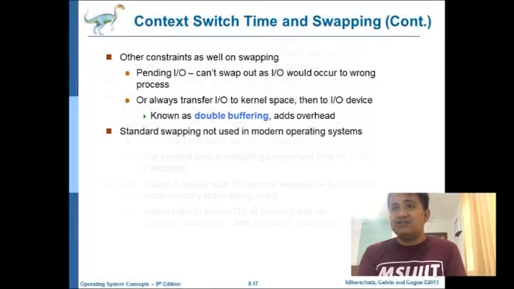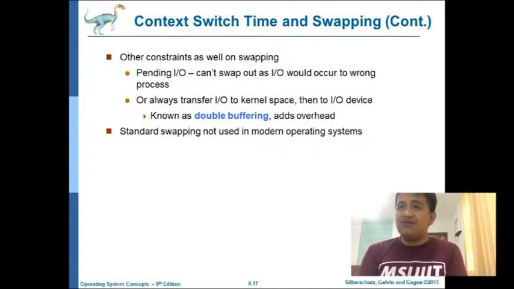Okay, so in the context of swapping, there are also constraints prior to the swapping process. One constraint is that you cannot swap out a process with a pending IO. This is prohibited. Before swapping a certain process, it will be checked first whether that process has a pending IO.